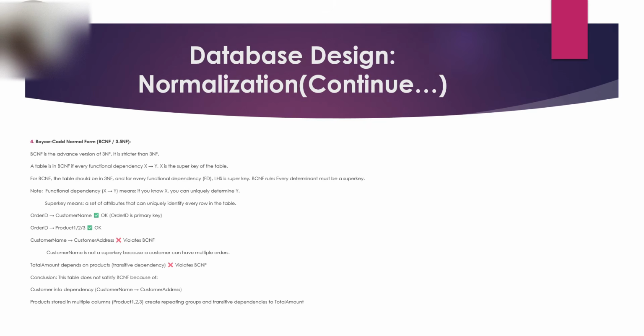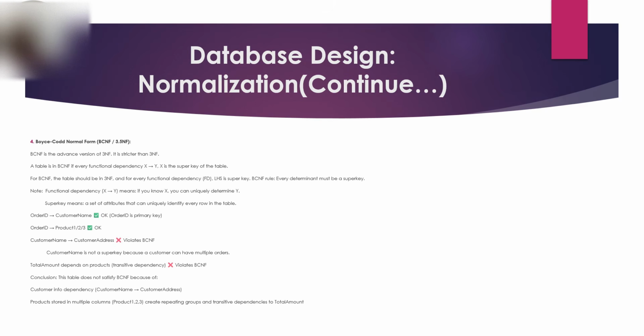BCNF is the advanced version of 3NF, and it is stricter than 3NF. A table should be in BCNF if for every functional dependency X → Y, X is a super key of the table. For BCNF, the table should be in third normal form, and for every functional dependency, the left-hand side is a super key. Every determinant must be a super key.